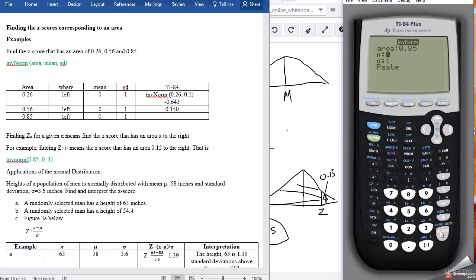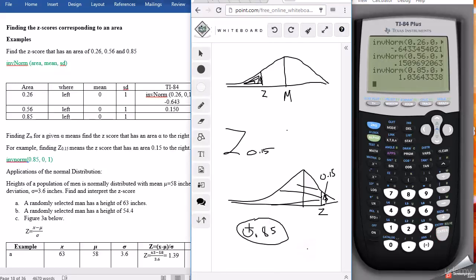Okay, mean is 0, standard deviation is 1. So we're going to compute that. We have 1.036. So z alpha of 0.15 is the same thing as 1.036. Okay, so all we need to do is to use inv norm, subtract this from 1. That will be the area we use, and then of course mean is 0 and standard deviation is 1.